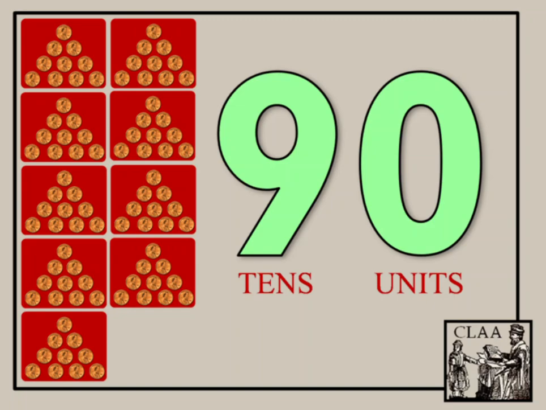After 89, we'll have 9 sets of 10. 9 sets of 10 gives us the number 90. 90 is written with a 9 and a 0. The 9 tells us there are 9 sets of 10. And the 0 tells us there are no units more. 9 sets of 10 is 90.